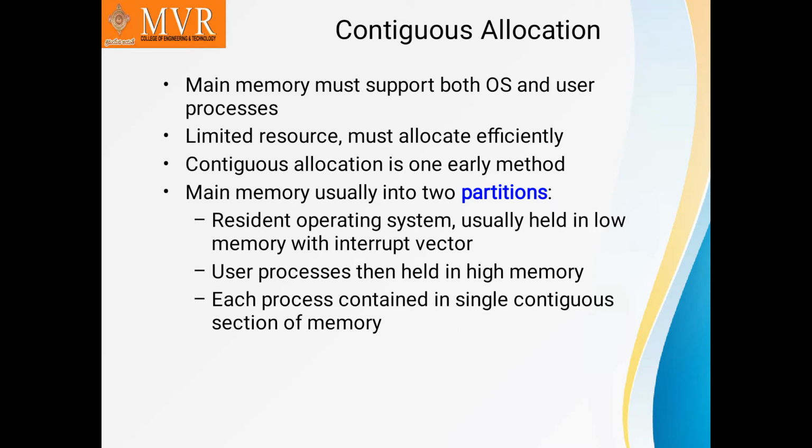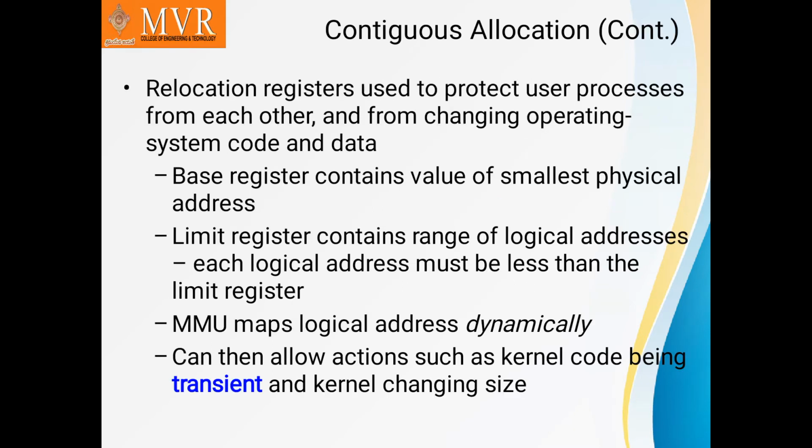The main memory is usually divided into two partitions, that is low memory and high memory. In this, low memory has the interrupt vector and high memory has the user process. Each process is contained in a single continuous section of the memory. This is all about continuous allocation.